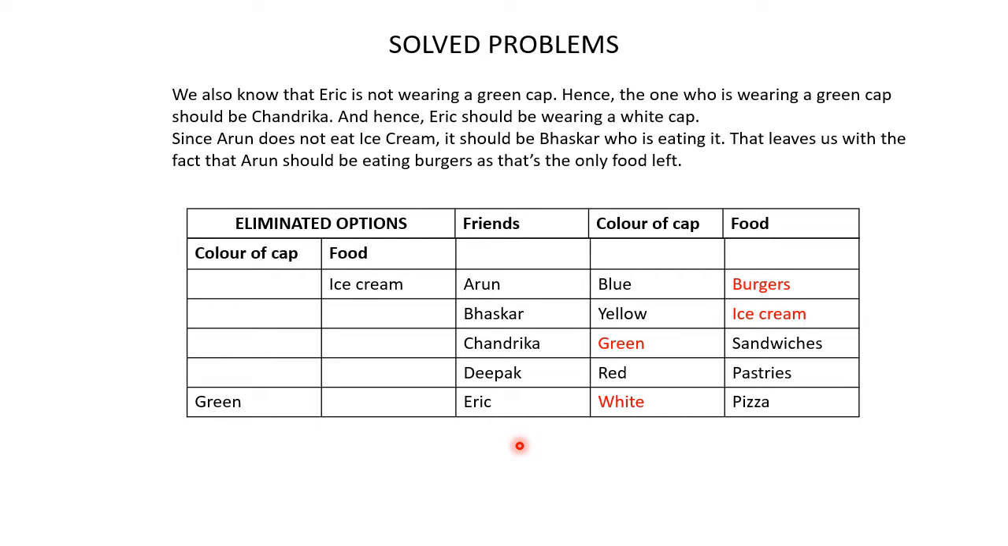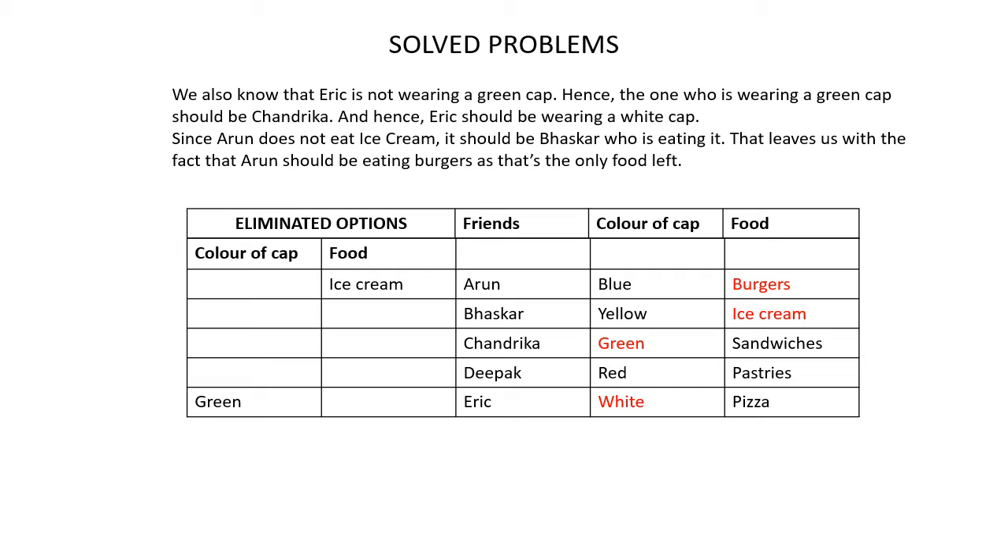Now we are left with only two colors of caps, green and white. But since we know that Eric does not wear a green cap, clearly it means that Eric wears a white cap. So Chandrika is the one who is wearing the green cap.